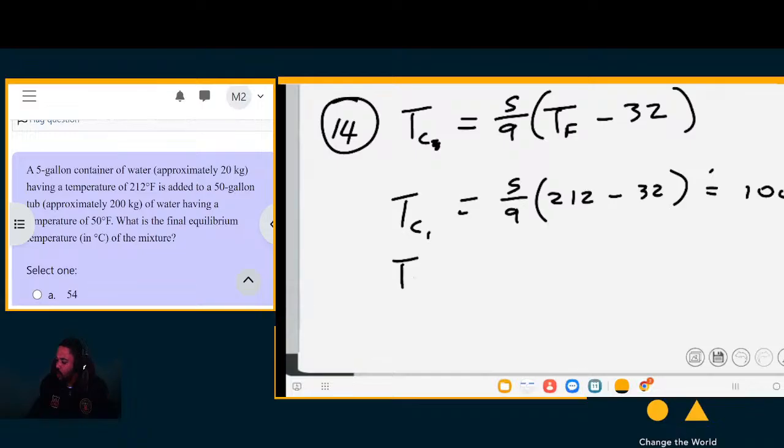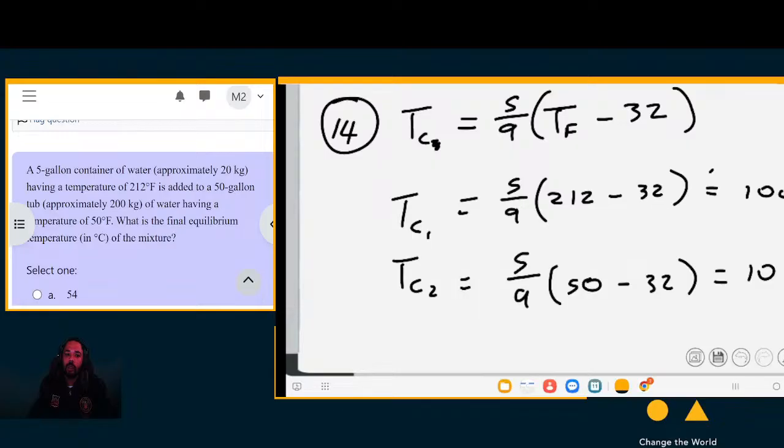So this is the temperature in Celsius for the second one. Let's convert 50 degrees Fahrenheit. So we plug in 50 minus 32. If you work this out, you will find that the answer is 10 degrees Celsius. So we have 5 gallons of boiling hot water, and we add it to a tub of 50 gallons of water at 10 degrees Celsius.